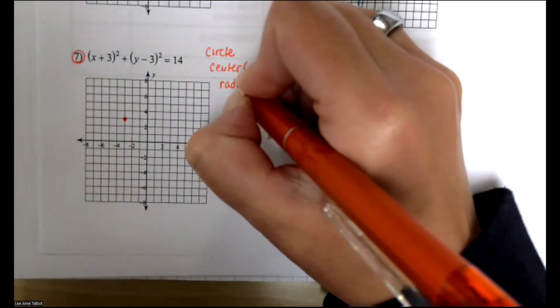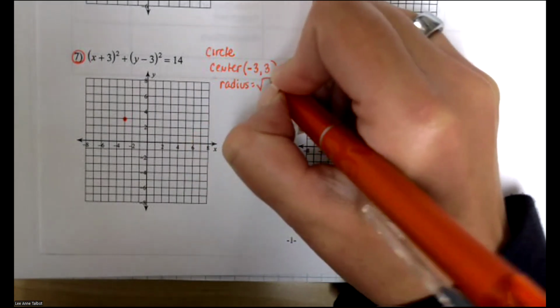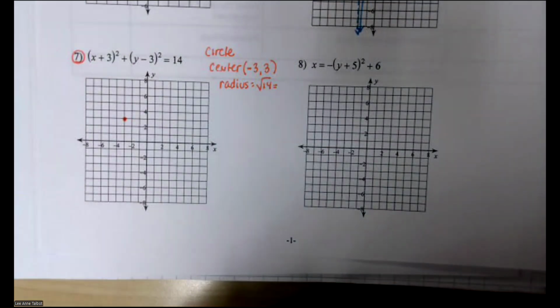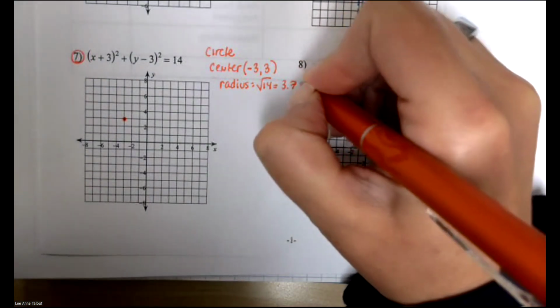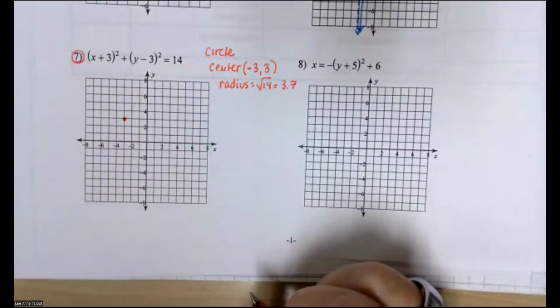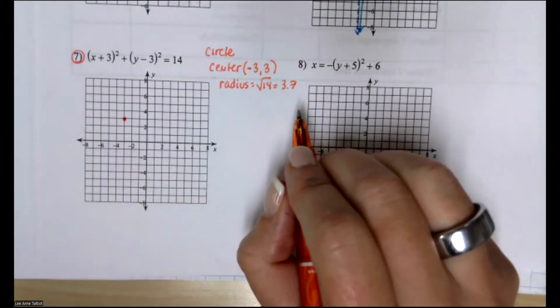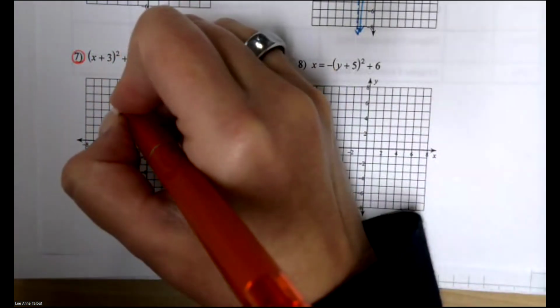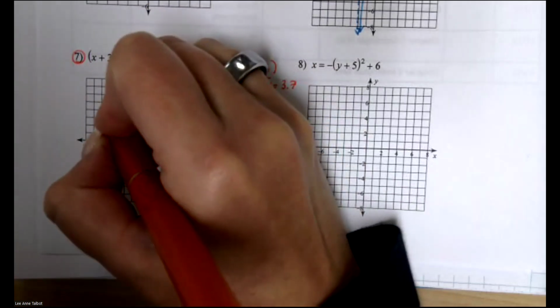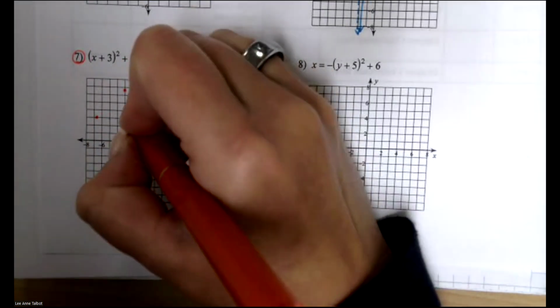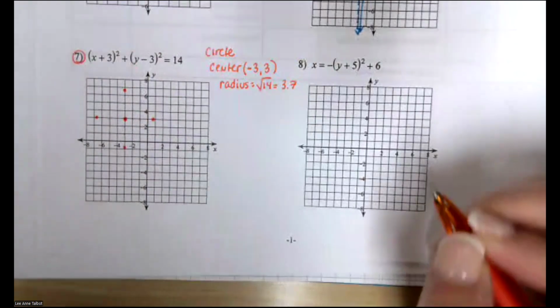And what is the radius? Square root of 14, which is not nice, but I could tell you it's 3 point something. .7. And I'm just going to say it is 3.74. I'm just going to say 3.7 because it's really hard to graph anything other than the tenths. So 1, 2, 3.7. 1, 2, 3.7.